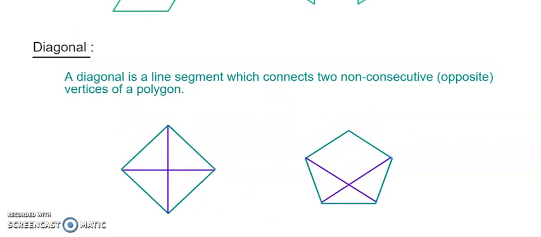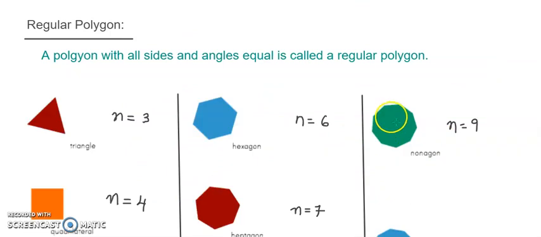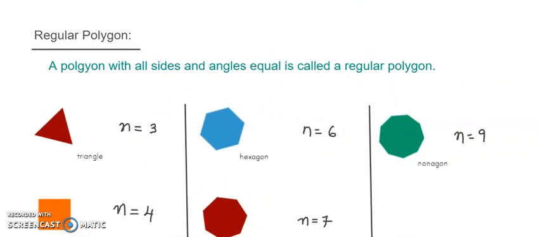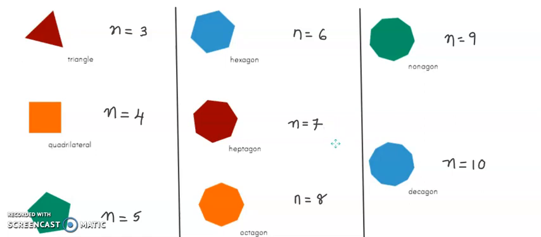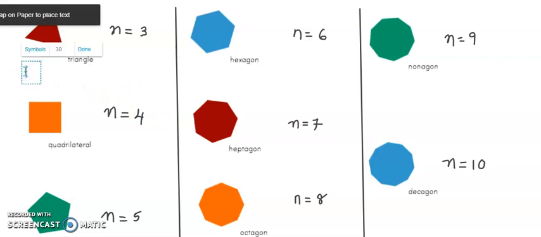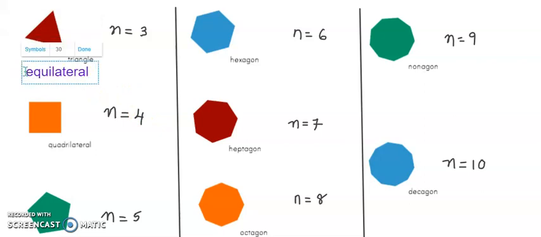Now we'll look into what a regular polygon is. A regular polygon is a polygon in which all the sides and all the angles are of equal measure. What is a regular polygon? A polygon in which all the sides and angles are of equal measure. So the shapes that we are going to look into right now are all regular polygons. The special name for a regular polygon having three sides, normally called a triangle, is equilateral triangle, right?